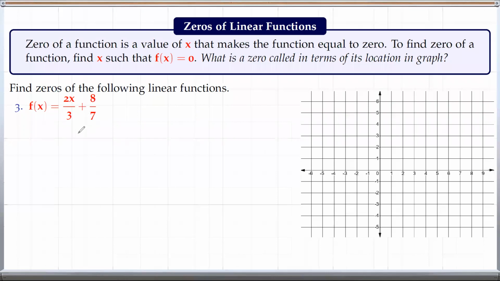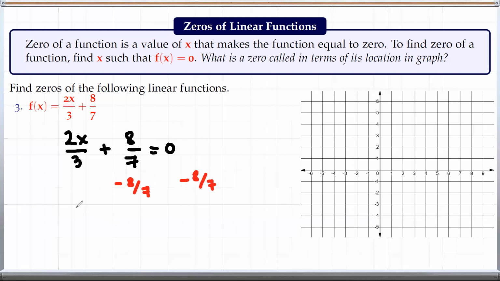So we have f of x equals 2x by 3 plus 8 by 7. Again, we want to find zero of this function. All we need to do is set the function equal to 0. 2x by 3 plus 8 by 7 equal to 0. There are different ways of isolating x. We can move this constant part to the other side. Basically subtract 8 by 7 from both sides. So that will give us 2x by 3 equals negative 8 by 7.